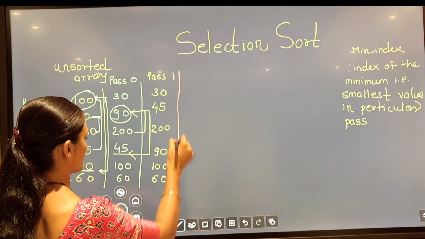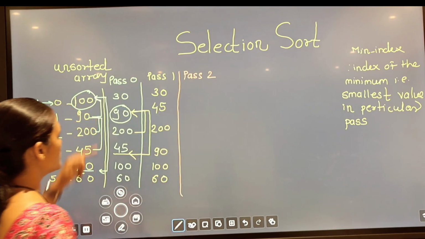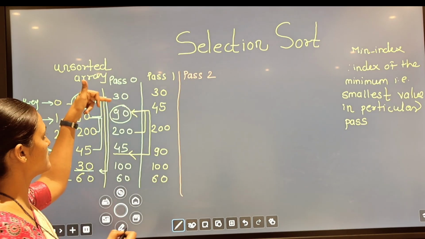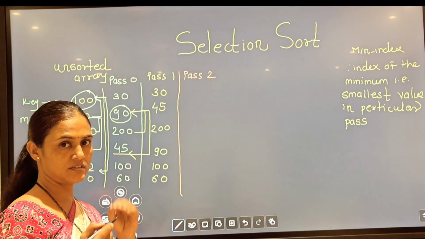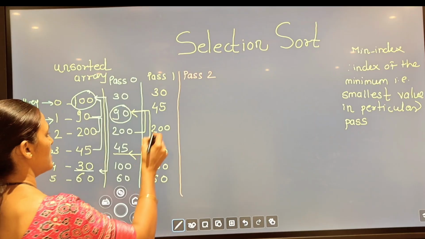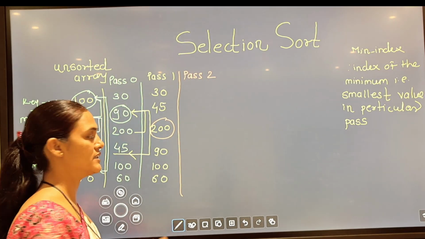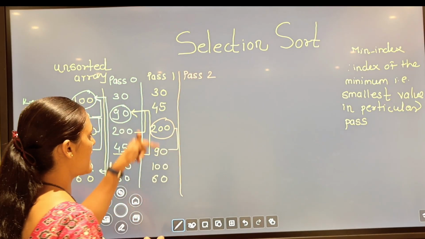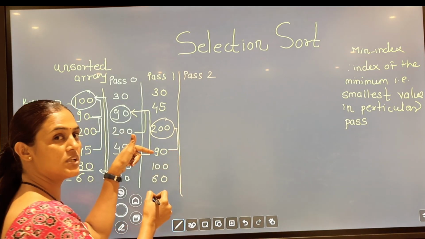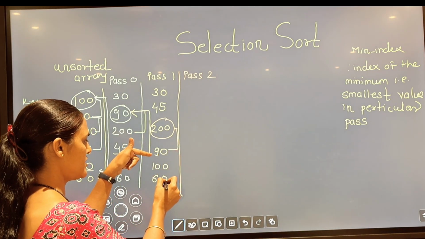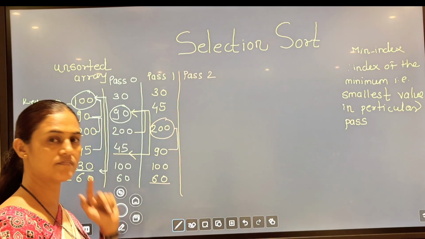Okay. Now the next pass is pass 2. So during the first pass we get the first smallest value, 30. During pass 1 we get the second smallest value, 45. Now our key is 200. Minimum index will be at index 3. Now compare these two values. 90 is smaller than 200. Next compare 90 with 100. 90 is again smaller than 100. Compare 90 with 60. 60 is smaller. So minimum index will be at index 5.